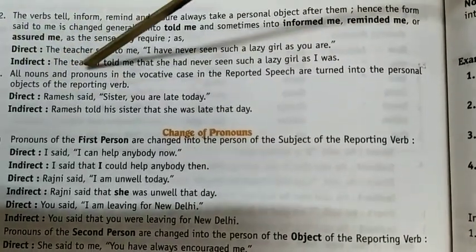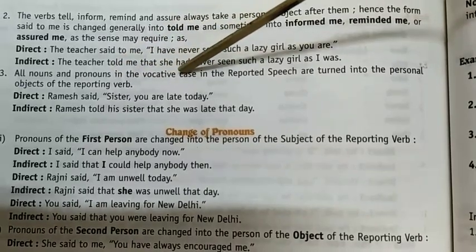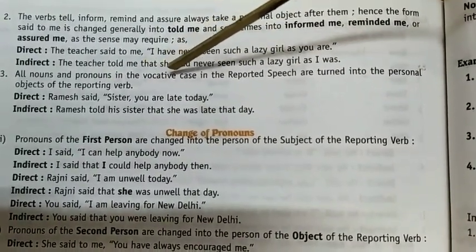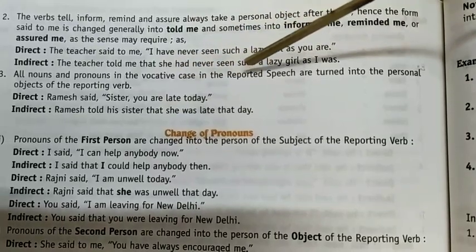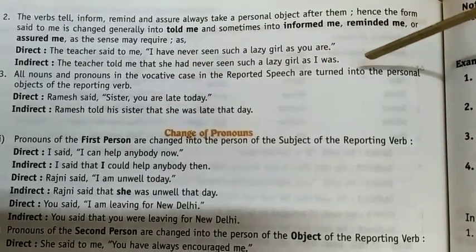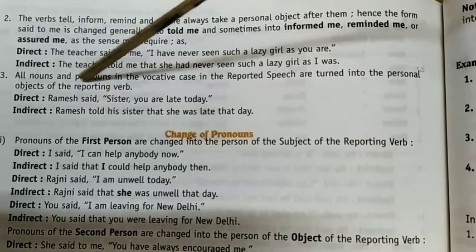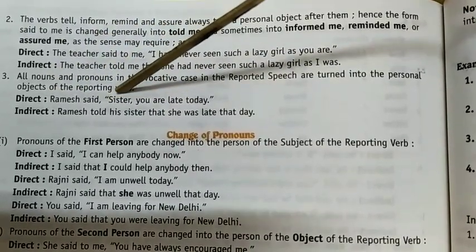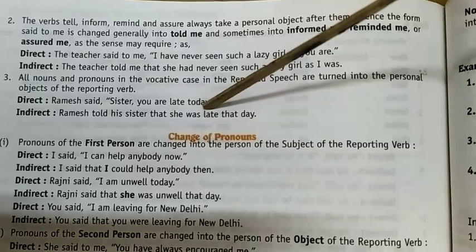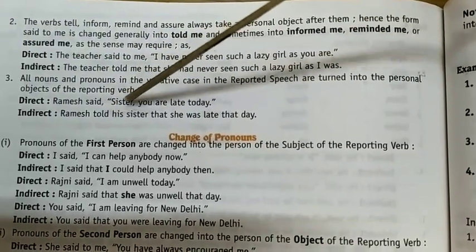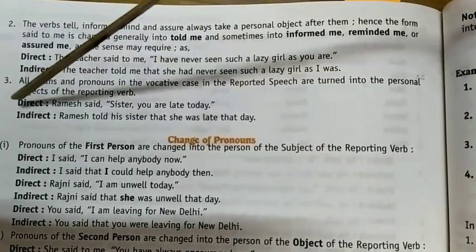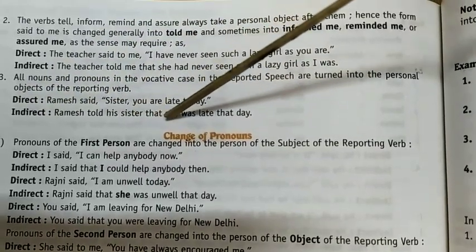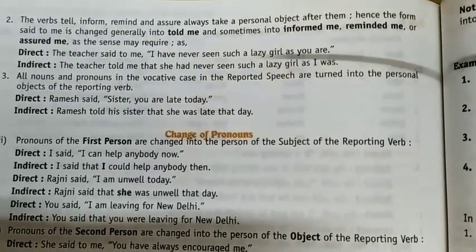All nouns and pronouns in the vocative case in the reported speech are turned into the personal objects of the reporting verb. I hope you remember what is vocative case now. How? Let's see. Ramesh said, "Sister, you are late today." This word sister is vocative case. So indirect says, Ramesh told his sister that she was late that day.